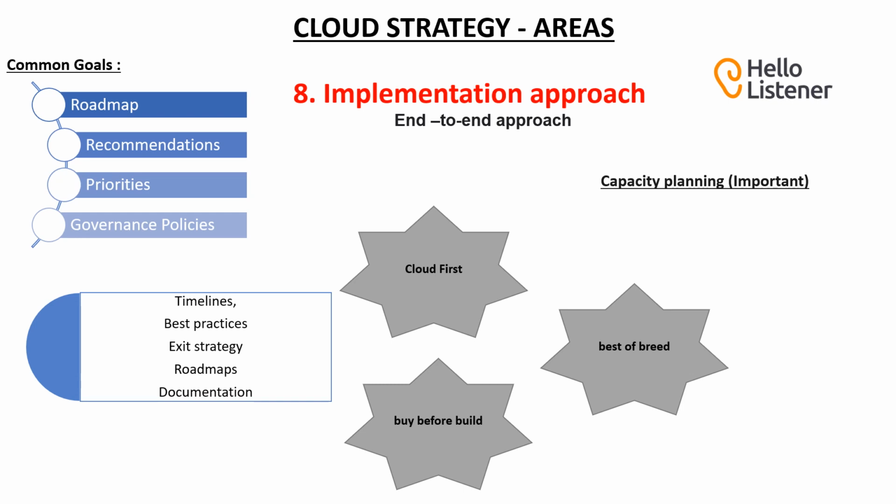You can consider some of the common principles. You may want to go with a cloud-first model, or buy before build, or pick best of breed. So choose which principles will help you smoothen your implementation approach. Another aspect is capacity planning in terms of your resources and other assets, and you classify and prioritize your end-to-end cloud strategy program with its respective timelines.